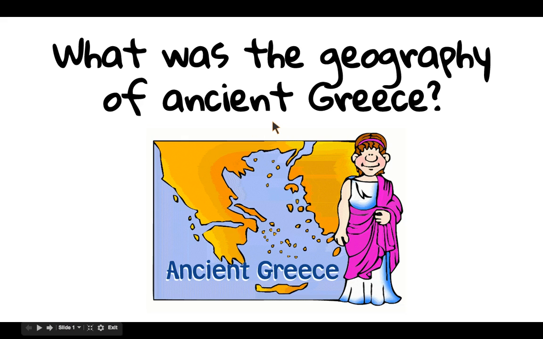Hey, Treasure History. Today's essential question is, what was the geography of ancient Greece? Remember that geography means land and water. So we'll be talking about how the natural resources of Greece caused it to be how it is today and how it was back in the ancient days.